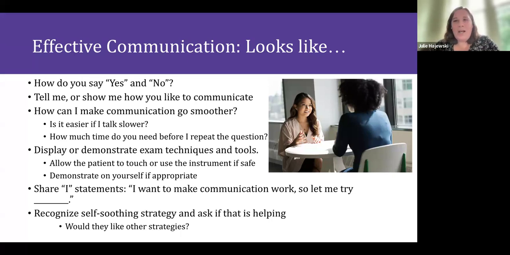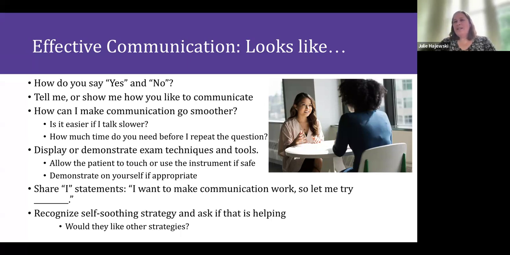So asking someone simple things like, how do you say yes and no? Show me how you like to communicate. How can I make things go smoother? Would you rather say answers to me or would you like to use one of those other ways to tell me? How much time do you need before I repeat a question? I've worked with individuals with AAC devices where they need quite a bit of time to formulate a question. And I will say to them, is it okay if I go on and you stop me when you have an answer, or would you like me to wait? And then honor that answer.